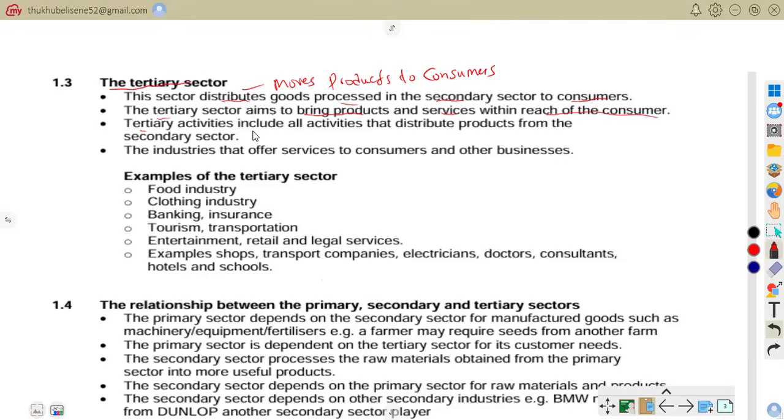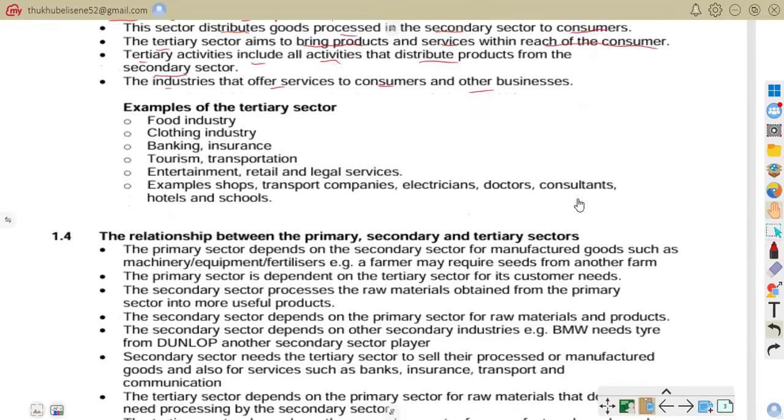Also, it says tertiary activities include all activities that distribute products from the secondary sector. So it includes all service activities, focused on helping people, not making goods. That is that. The industry that offers service to consumers and other businesses. It takes finished goods from factories to market. So that is that. Now let us come to the examples of the tertiary sector.